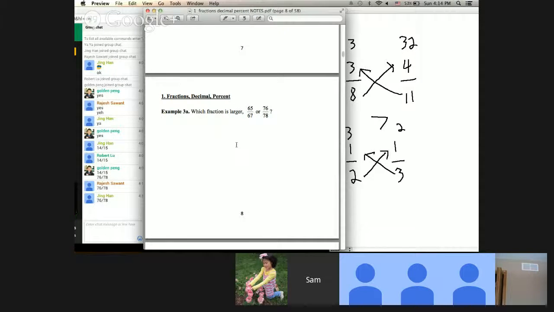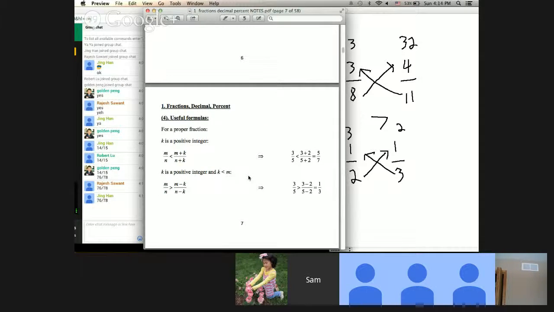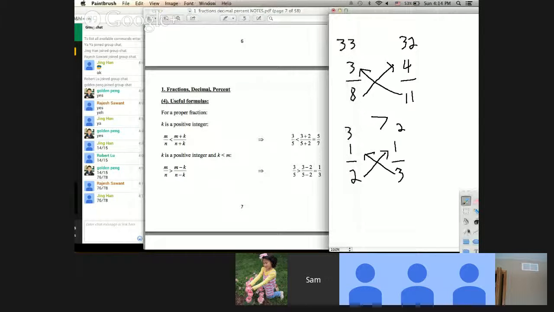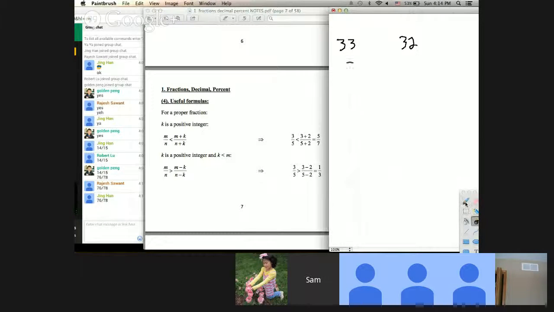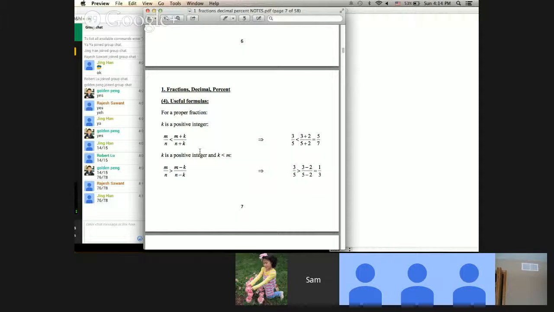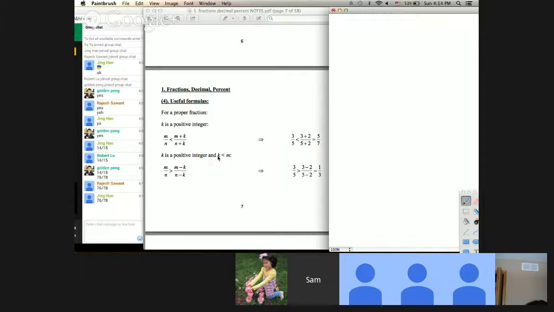Right, the correct answer is 76 over 78. Nice job. So you can use cross multiplication. Let's go back to this actually. Okay. Some useful formulas. So if you don't want to use cross multiplication, I think this is a little bit easier. This is just one little rule of thumb that'll always be true.